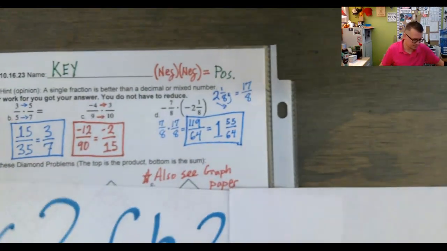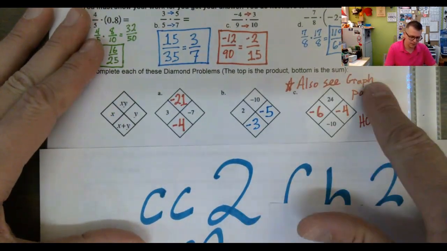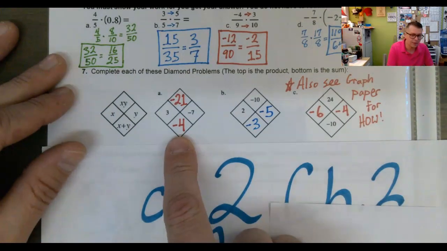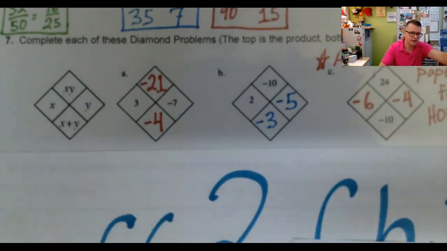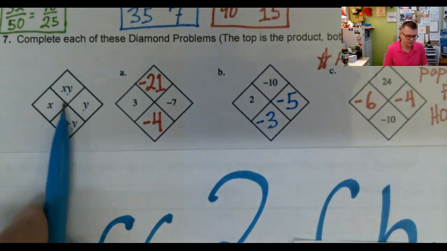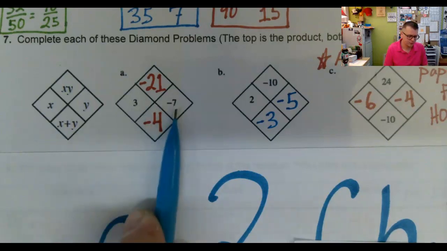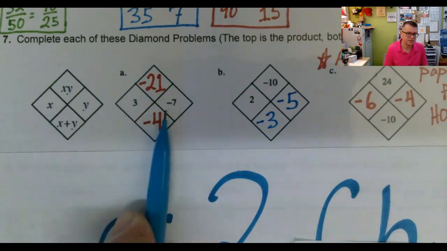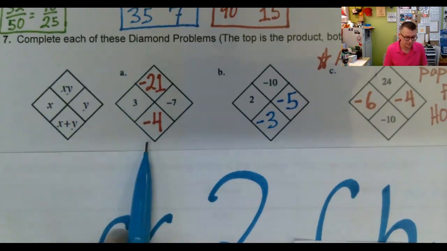All right, in number 7, part C got pretty tricky. So we'll go look at graph paper for that. Remember, the bottom is the sum. The top is the product, as I gave you this little reminder over here. If we call your numbers x and y, top is x times y, bottom is x plus y. So here we're just being asked, do the multiplication of 3 times negative 7, we get negative 21. 3 plus negative 7, we get negative 4.